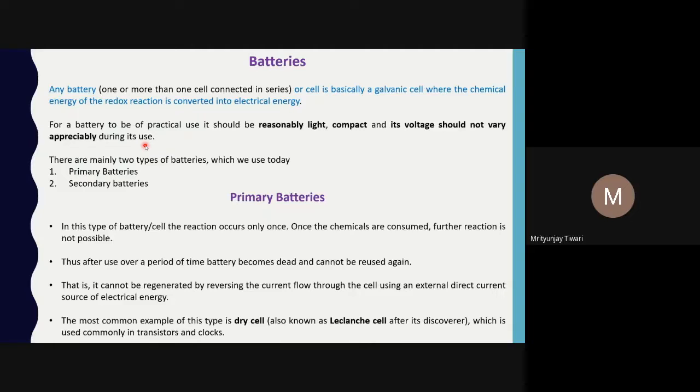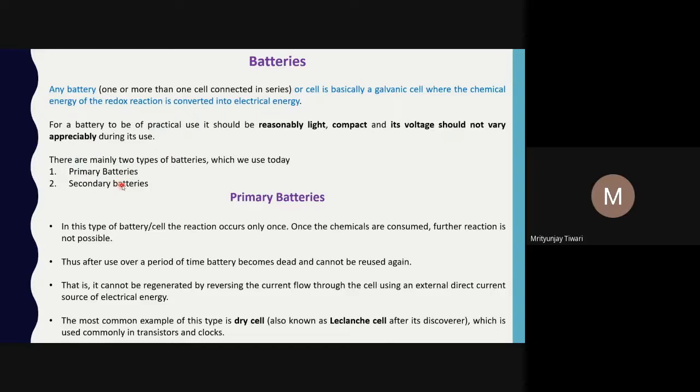So you have to put too much acceleration, and this way you may not be able to cope up with this a bike or any motor vehicle. Similarly, the watches and other places we also use batteries, and if the voltage is not constant, it will not be of any use. So its voltage should also not vary. The voltage of a battery should not vary appreciably during its use.